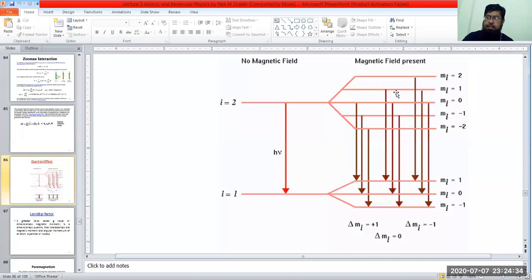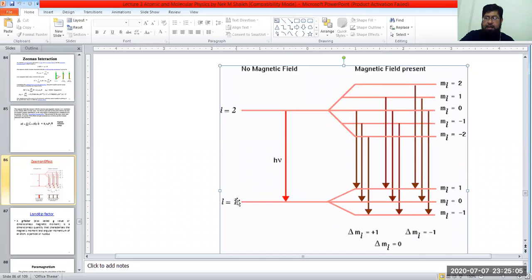So now we have to look at how the transition is possible from L is equal to 2 to L is equal to 1. In this case, the transition is possible by using the dipole transition rules. Now what were the dipole transition rules? Delta L must be equal to plus or minus 1. Here the value of L is 2, here the value of L is 1, so as a resultant, delta L becomes 1. So this transition is possible.